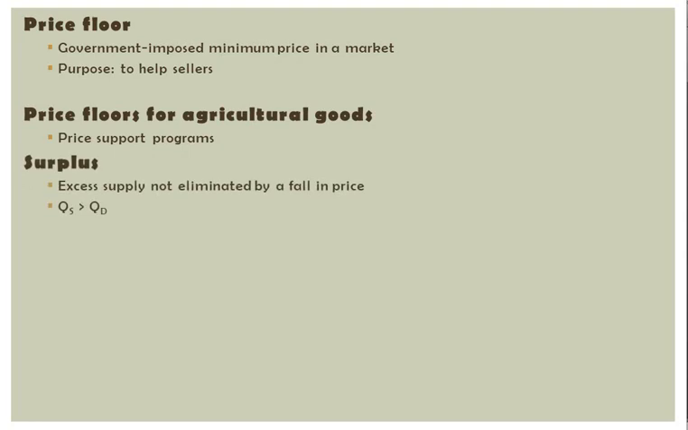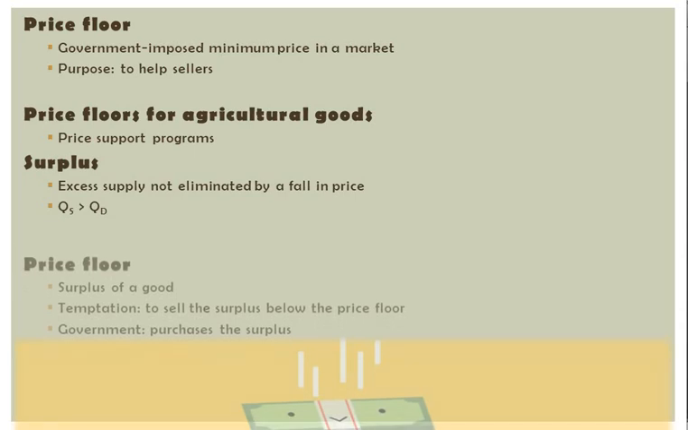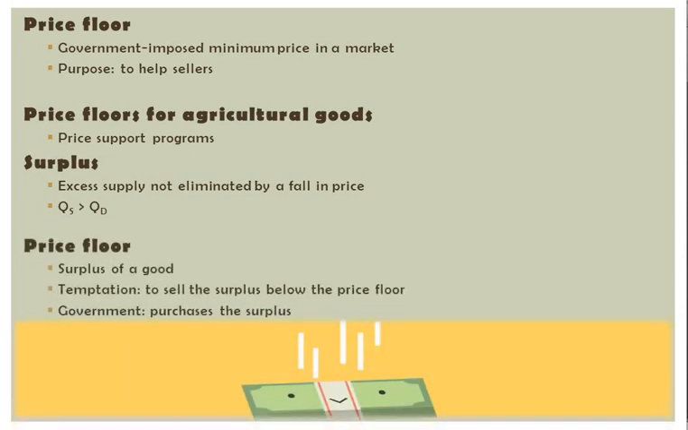Alright, so next we have the price floor. Yung price floor po ay kabaltera ng price ceiling. So, kung kanina, si government, nag-impose siya ng maximum price in the market, this time, minimum price na lang. So, the purpose is to help the sellers. So, the price floors for agricultural goods. So, kapag po nagkakaroon tayo ng price floor, okay, so, dito po nagkakaroon ng support system when it comes to our agricultural products. So, surplus.